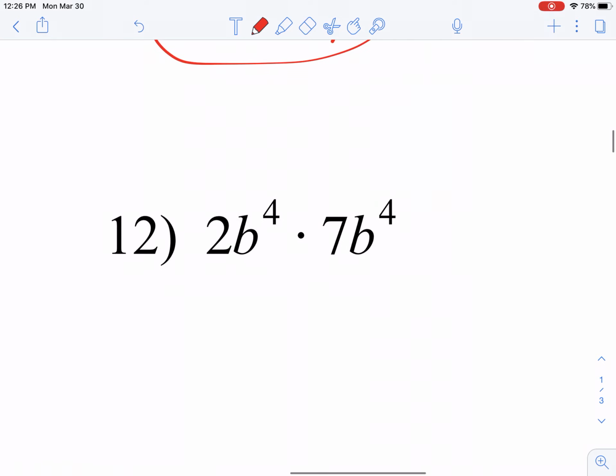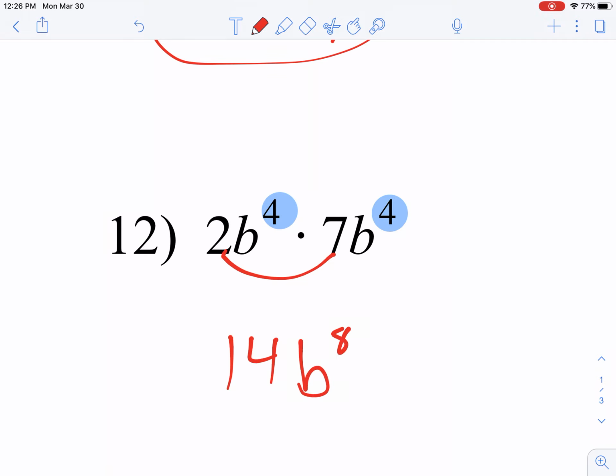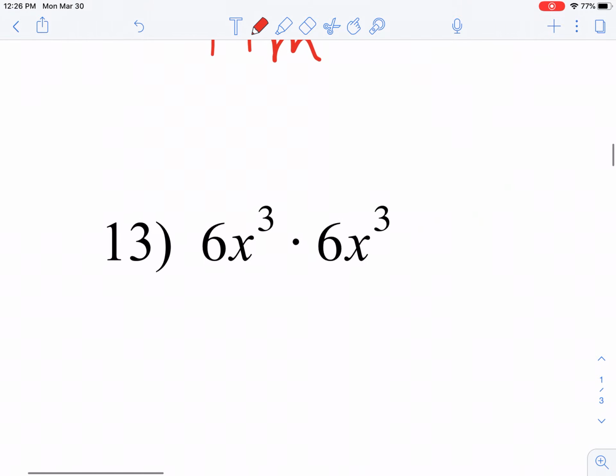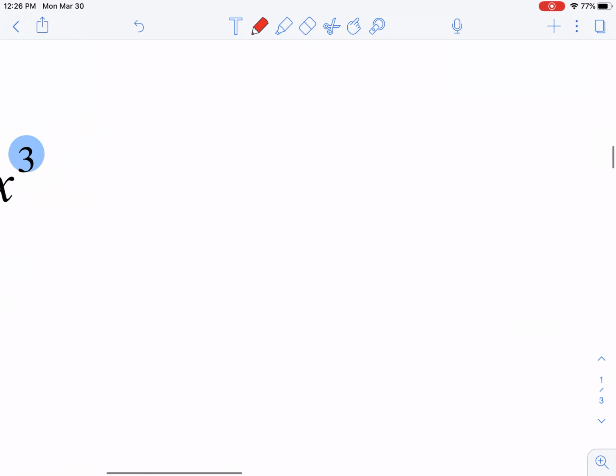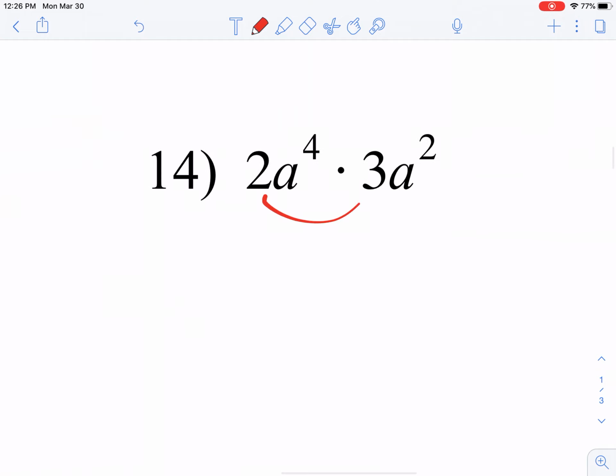For number 12, you're going to do 2 times 7 is 14. 4 plus 4 makes it b to the 8th. So you end up with 14b to the 8th. Number 13 is going to be the same thing. You're going to do 6 times 6 is 36. And then we're going to keep the x, and then 3 and 3 make it x to the 6th. Number 14, 2 times 3 is 6. Keep the a. And then 4 and 2 become a to the 6th. So 6a to the 6th.